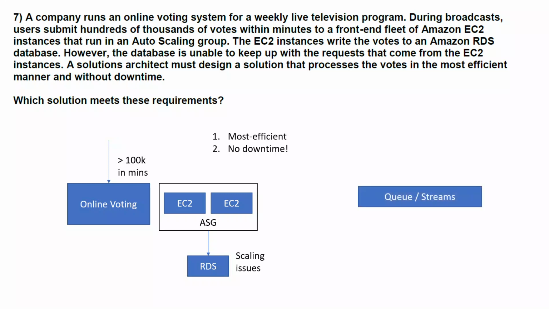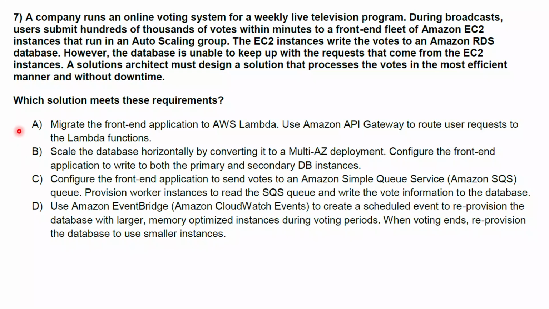The solution for this situation is to use a loosely coupled architecture. For example, we can introduce a queue or streams. The web layer would record the votes in a queue or Kinesis streams. A separate process would then read the votes and record them in the database. This backend process can adjust the processing rate so that it does not overwhelm the database. So that will be our preferred option. So let's look at the choices. Choice A is asking us to migrate the front end to a Lambda function.